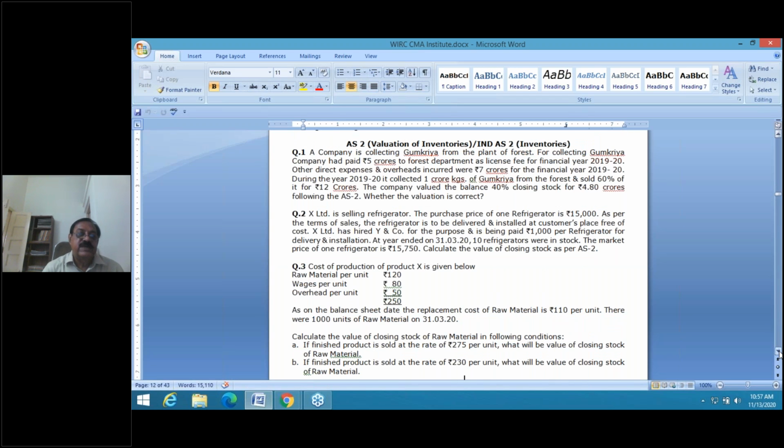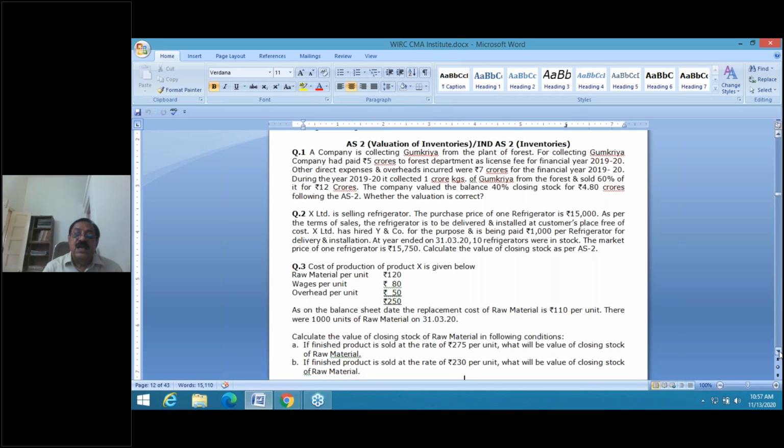So first illustration, friend. A company is collecting gum kriya from the plants of a forest. For collecting gum kriya, the company has paid 5 crores to the forest department as license fee for financial year 19-20. Other direct expenses and overheads incurred were 7 crores for the financial year. During the year, it collected 1 crore kgs of gum kriya from the forest and sold 60% of it for 12 crores. The company valued the balance 40% closing stock at 480 crores. What is the valuation, whether the valuation is correct?